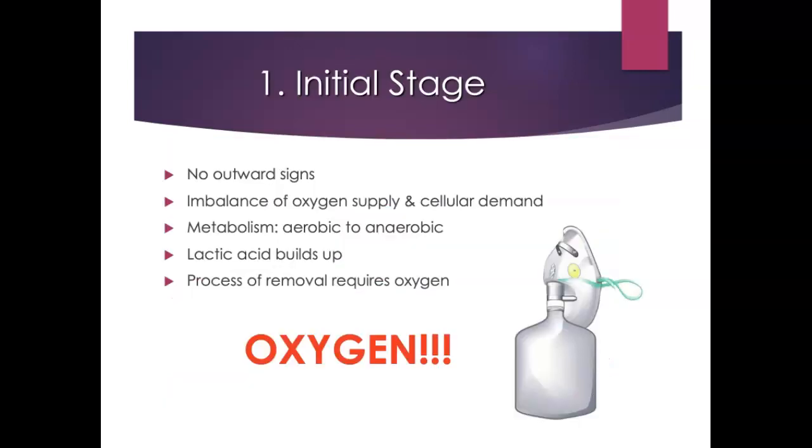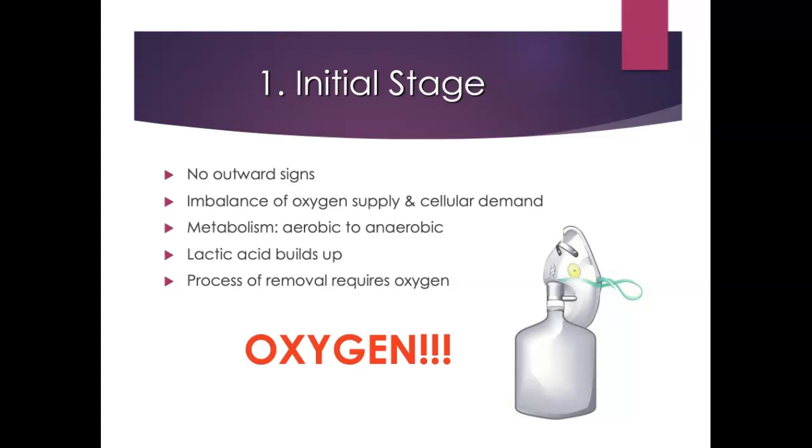So let's talk about the first stage of shock, which is the initial stage. And in the initial stage, everything's happening at the cellular level. So there's no outward clinical signs that there's any problem. But what's happening at the cellular level is that the metabolism is starting to change because of a lack of oxygen. So you have metabolism changing from aerobic to anaerobic because of the lack of oxygen. And that causes a lactic acid buildup. So when oxygen levels are low, carbohydrates break down for energy and they make lactic acid. And so you have this buildup of lactic acid.